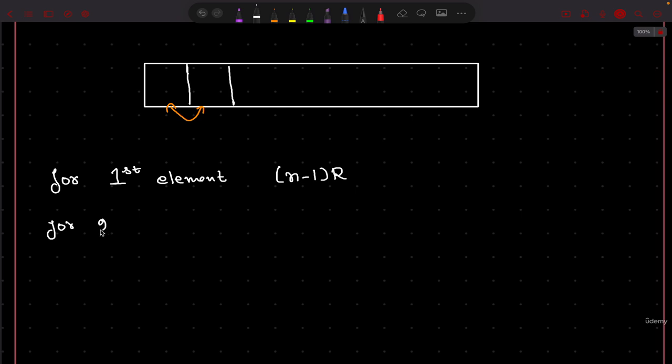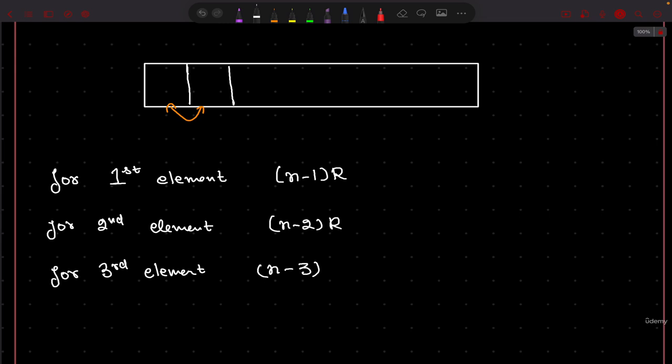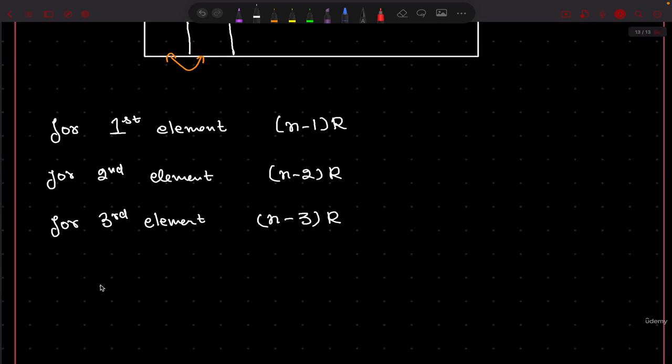Then for the second element in a similar way, we will be doing it n minus 2 times. Again, for the third element, n minus 3 times. Finally, when I reach the second last element, I will be just doing k work, just comparing with the last element.